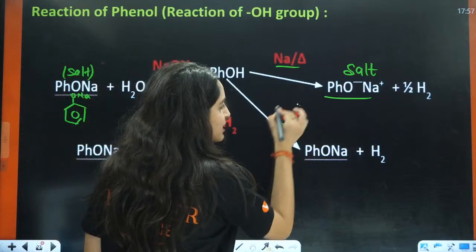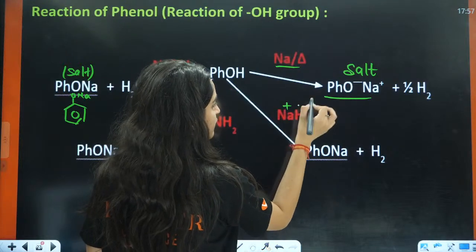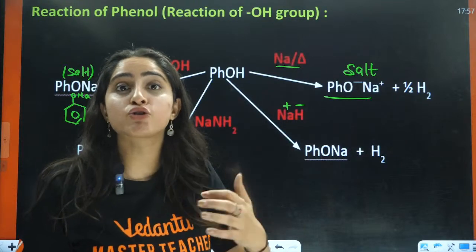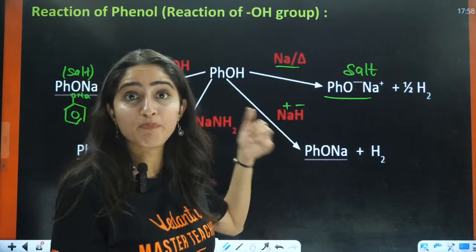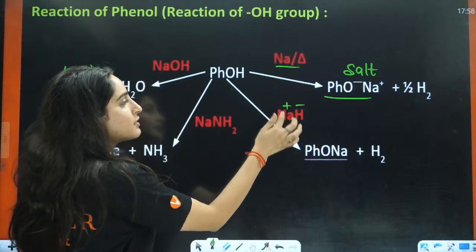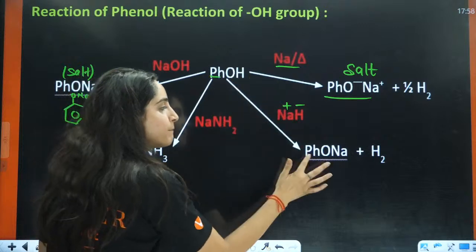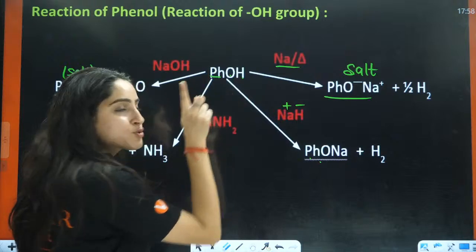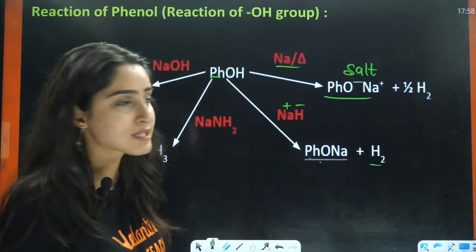Then you have NaH. Now again, what will happen? This is NaH, that means this is Na positive, this is H negative, because hydrogen is more electronegative as compared to any metal. That is why hydrogen has a partial negative charge. So it will give us H negative hydride and Na positive. This Na positive is going to replace this H positive, so this will become PhONa. And this H negative and H positive will combine together to give us hydrogen gas.